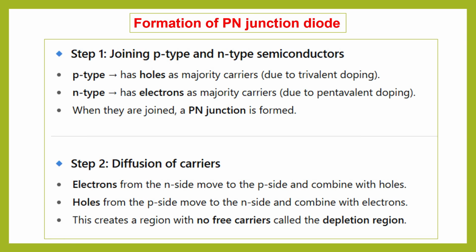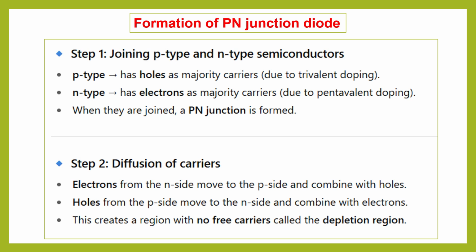A P-type semiconductor has holes as majority charge carriers, and an N-type semiconductor has electrons as majority charge carriers. When they are joined, a PN junction is formed. This is the simple definition. So what happens when we join P-type and N-type semiconductors? Electrons from the N side move towards the P side, and holes from the P side move to the N side, and they combine with opposite charges.